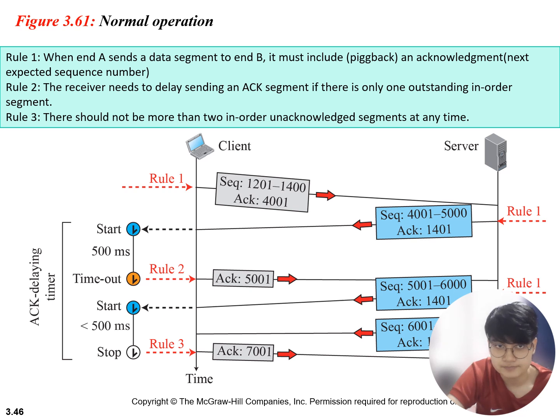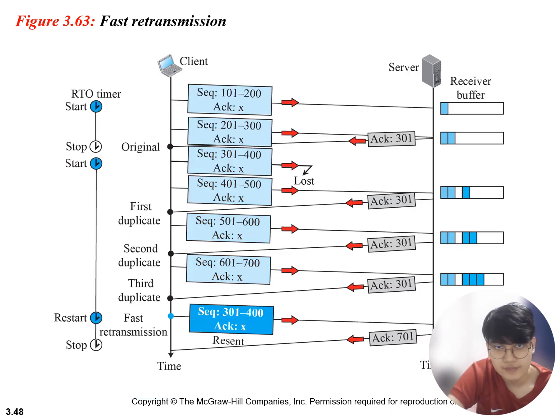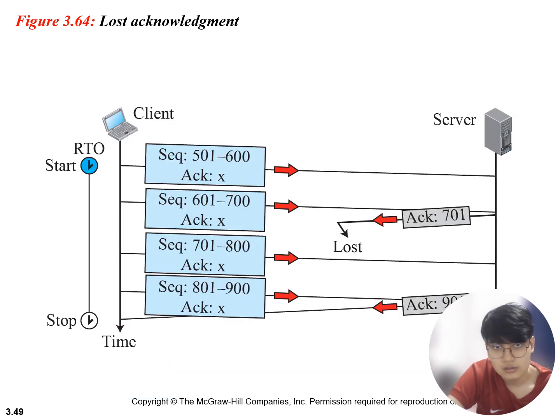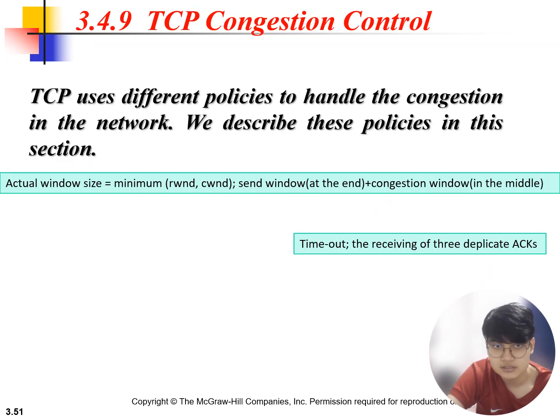Normal operation. When a data segment is sent to the other end, there are two rules. In the picture: lost segment, fast retransmission, lost acknowledgement. Lost acknowledgement corrected by resending a segment.